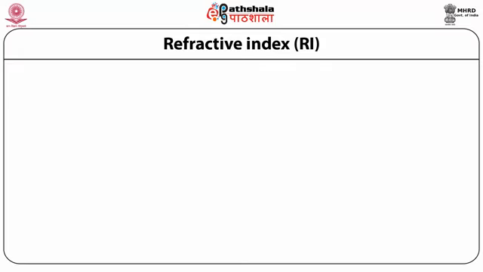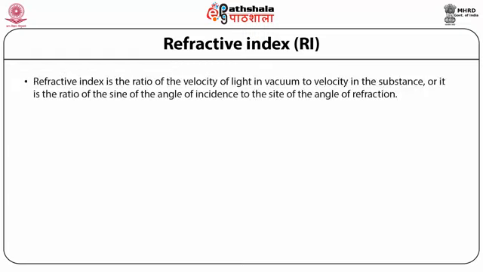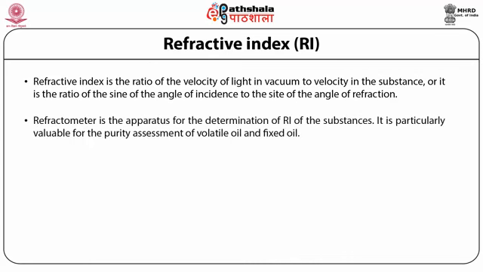We understand that there are some chemical compounds and natural substances which have characteristic values of refractive index. This refractive index is the ratio of the velocity of light in vacuum to the velocity in the substance, and it is represented as a ratio of the sine of the angle of incidence to the sine of the angle of refraction. Refractometers are used for the determination of refractive index.